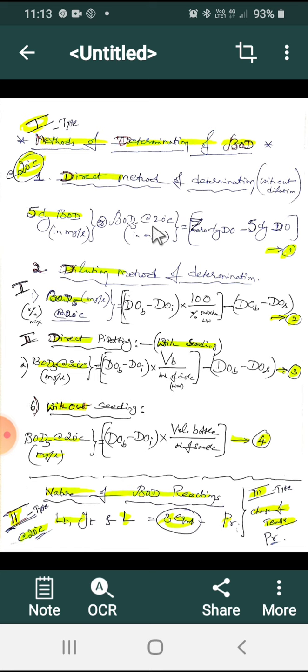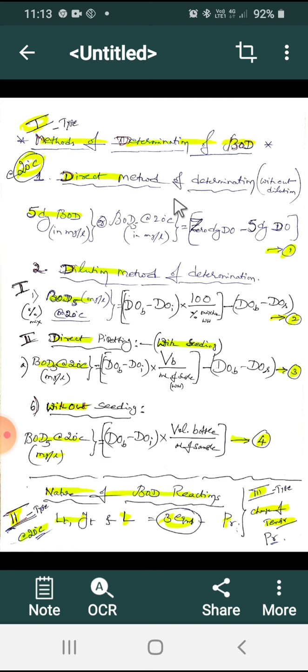Now let us continue with the BOD determination. The determination of BOD can be solved by using several equations. The total number of equations we have studied is 7. This is the determination of BOD, direct and dilution method. I have already explained it many times in the last class.